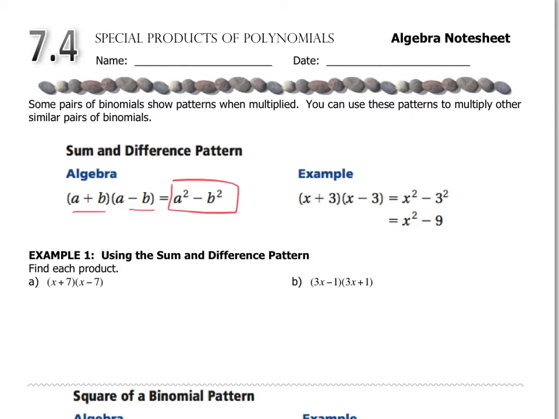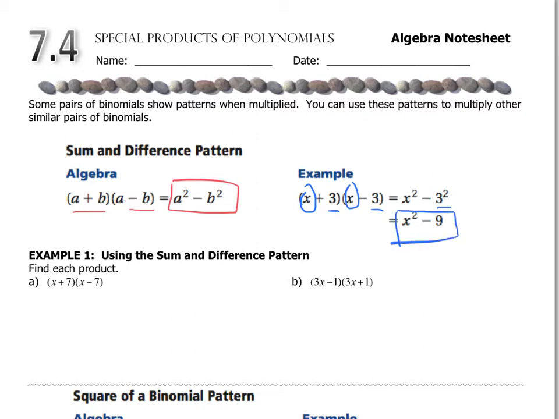So for example, if you look at this next one with the numbers and the variables, x plus 3 and x minus 3 simply becomes the first term, which is the x's squared, and then you have the b, which in this case would be the 3's, and so you have 3 squared, and then x squared minus 9.